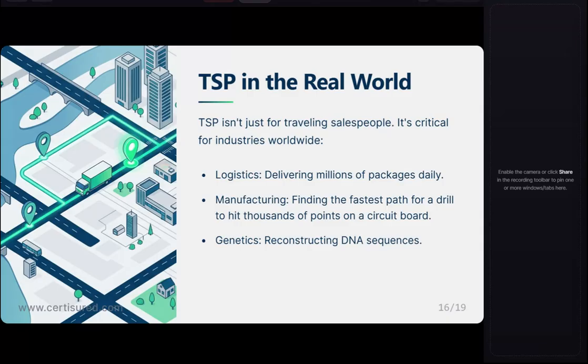TSP isn't just an academic exercise, it's vital for global industry. Logistics companies use it every day to deliver millions of packages efficiently. It's used in manufacturing to find the fastest path for drills on circuit boards, and even in genetics to help scientists reconstruct DNA sequences. Every second saved is a huge win.